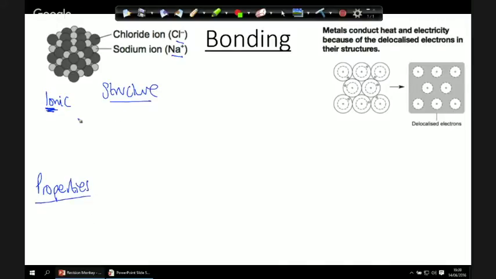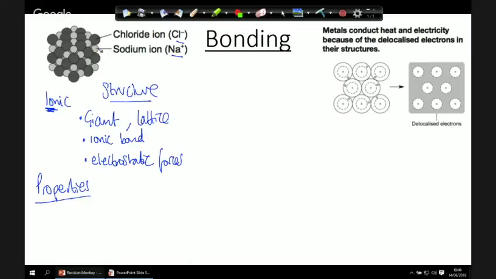So when you're talking about structure, you need to get the keywords such as that it's a giant structure, that it's a lattice structure, okay, with lots of, lattice just means it's a regular pattern with lots of repeating parts. You also need the idea that it's formed from ionic bonds, and that you've got what we call electrostatic forces holding those ions together. That just means where you've got a plus and a minus, that attraction there we call an electrostatic force.